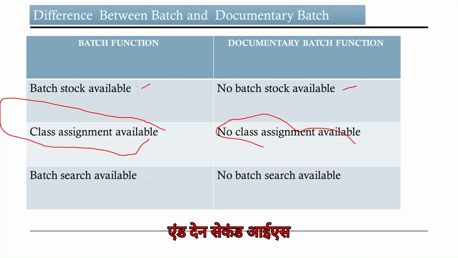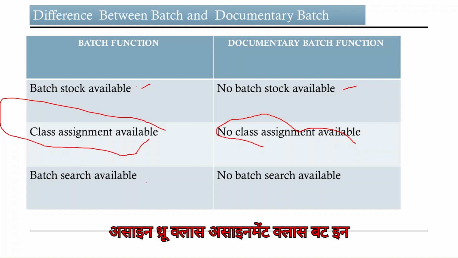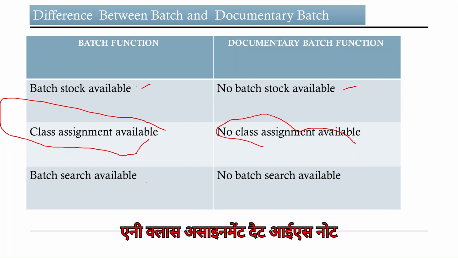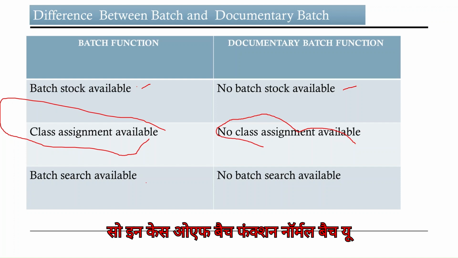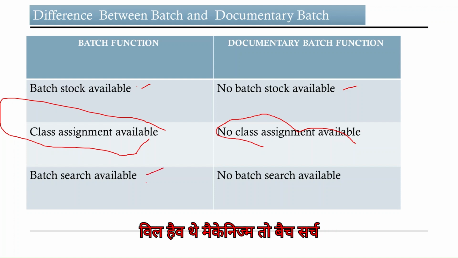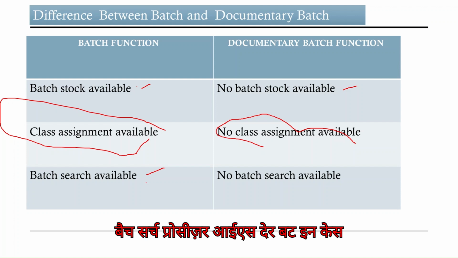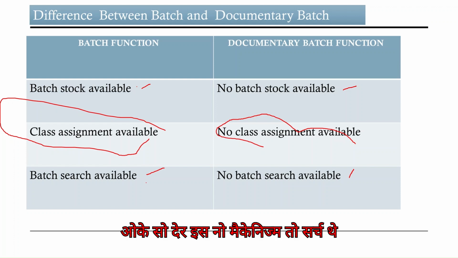Second is class. For normal batch, you generally have to do a class assignment, but in the case of documentary batch, there is no need to assign any class. Then, in the case of batch functions, for normal batch you will have a mechanism for batch search. A batch search procedure is there, but in the case of documentary batch, there is no batch search. So there is no mechanism to search the documentary batch.